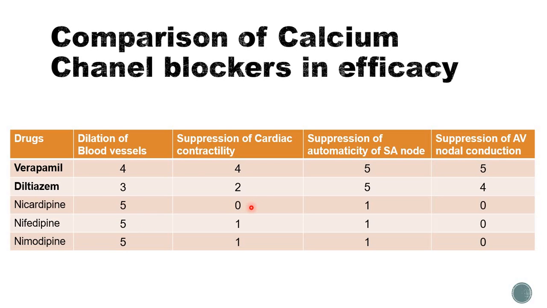with minimal or very low effect on the automaticity of the SA node as well as the contractility of cardiac myocytes. But look here, the AV nodal conduction is not affected. In a nutshell, this table describes the comparison of efficacy of these calcium channel blockers so far as different sites of action are concerned. Now, how can it be used for clinical purposes?